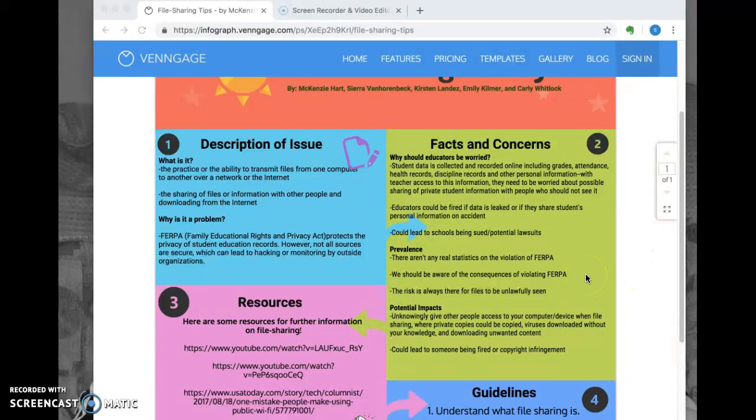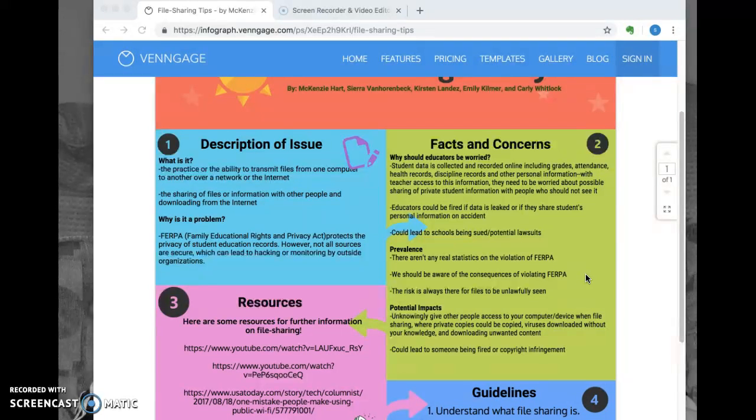Then there are potential impacts of file sharing safety. Again, unknowingly giving people access to your own personal computer or device through file sharing. There are also private copies being copied to other people they aren't supposed to go to, or you could accidentally download viruses that you don't want on your computer that could ruin your information or your software, and then downloading unwanted content.